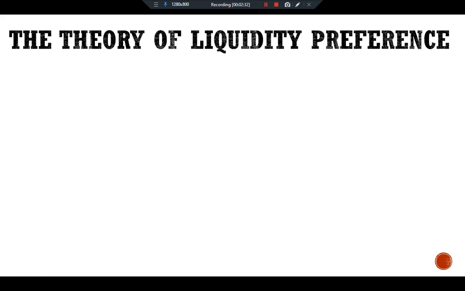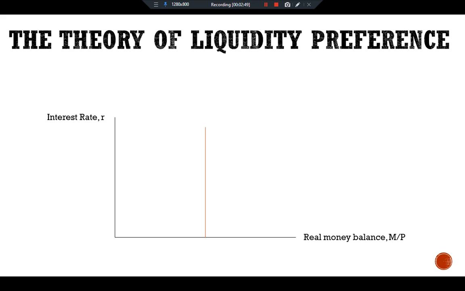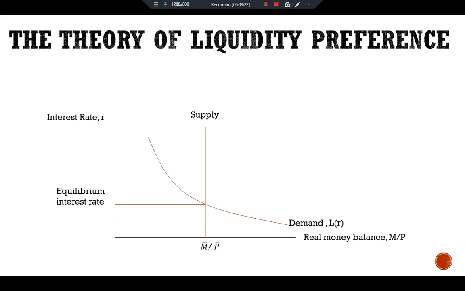In the theory of liquidity preference, we have real money balances M over P on the x-axis, and the interest rate on the y-axis, and we have a vertical supply curve because we suppose that we have a fixed supply of real money balances. So we have a downward sloping demand curve, and at this point we have M bar over P bar, and where the demand and supply curves intersect each other, that is our equilibrium interest rate.